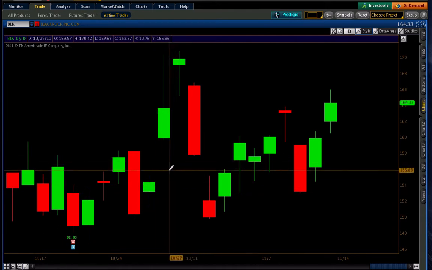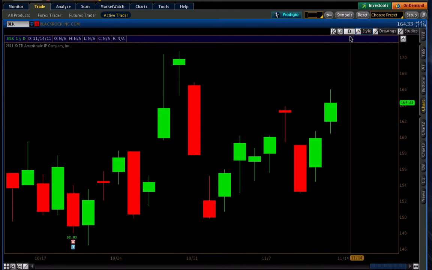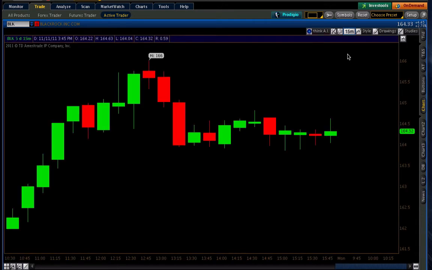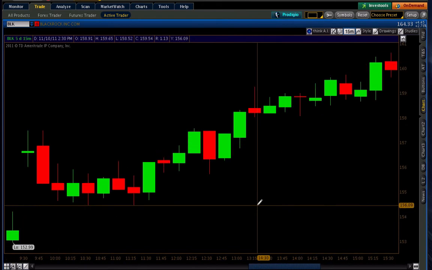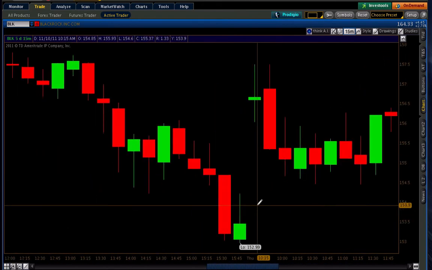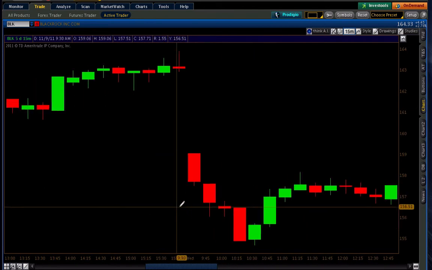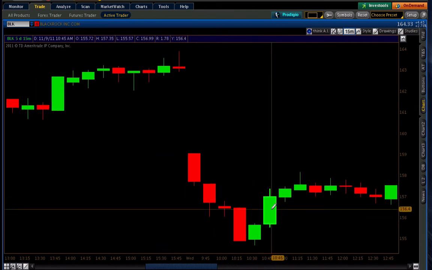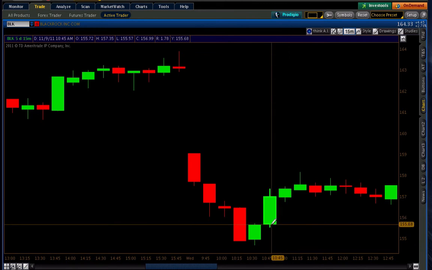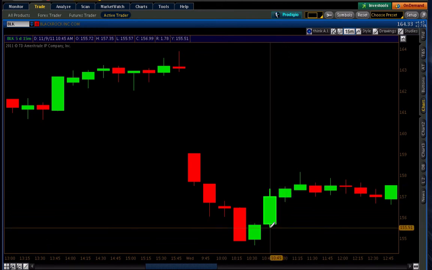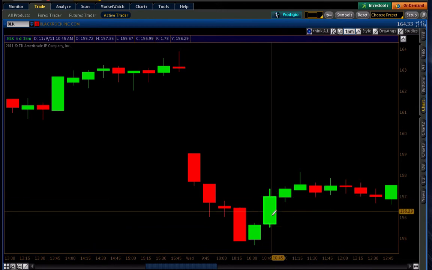Now this is on the daily chart, and candlesticks work even if we switch over to a 15-minute chart. They work the same way. On the 15-minute chart, if we look back here, as you can see, if we look at this candle right here, we had an open, we had a high, we had a low, and then we had a close. That was a nice up day.